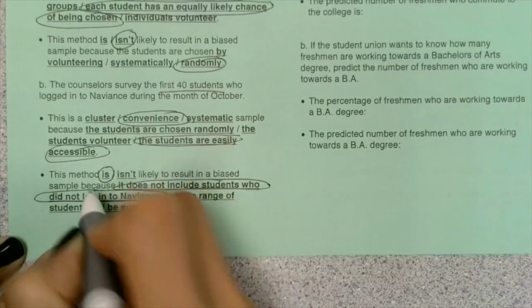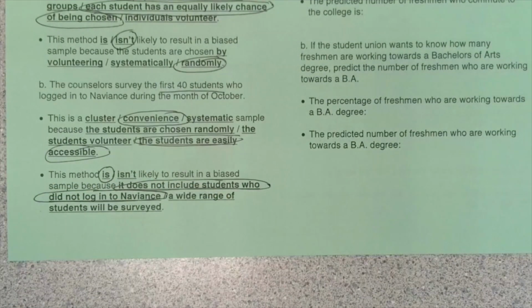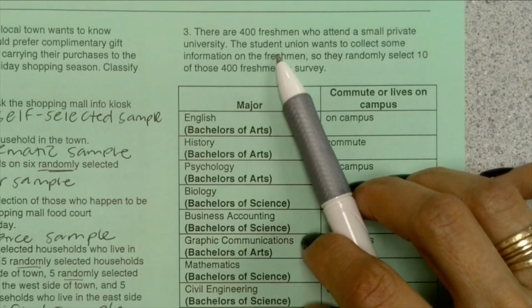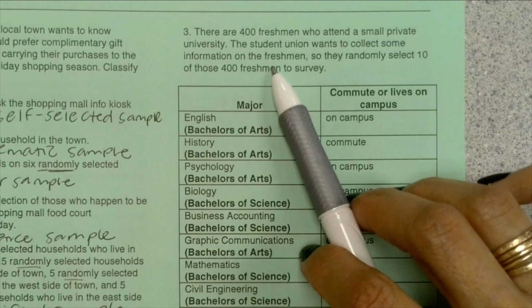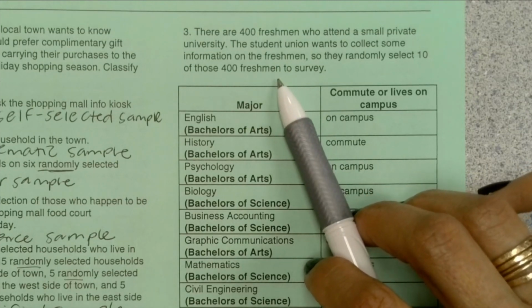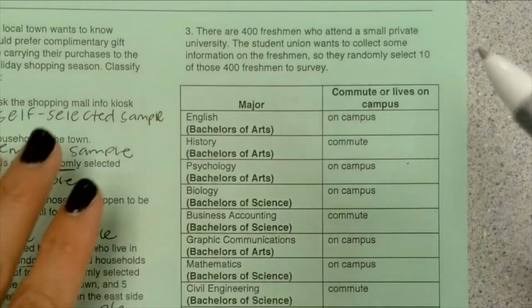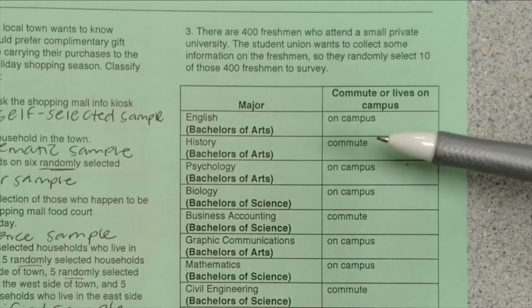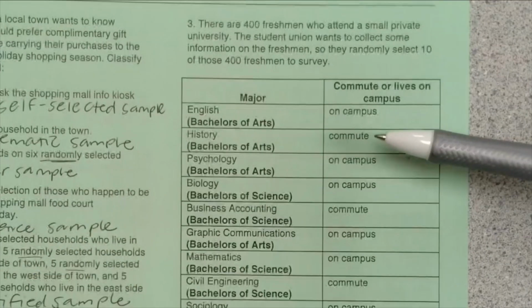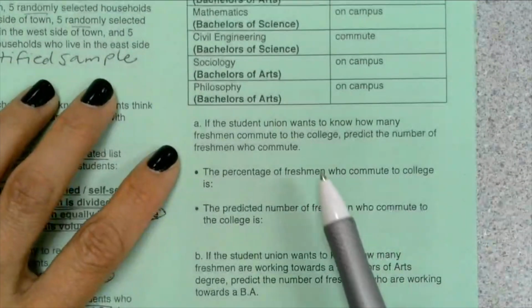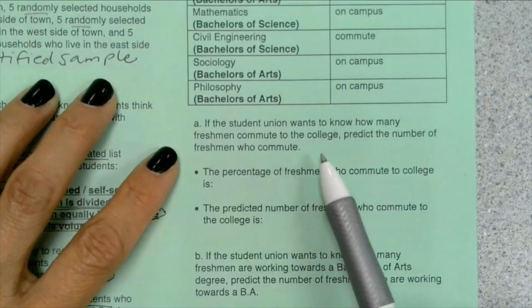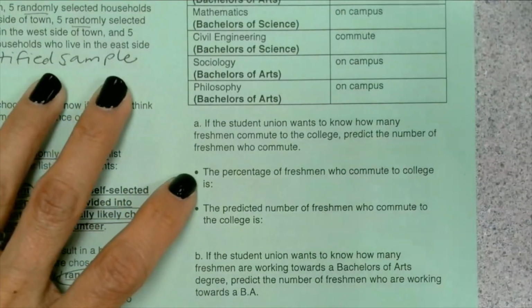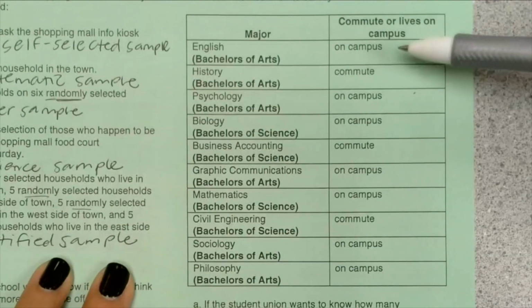There are 400 freshmen who attend a small private university. The student union wants to collect some information on the freshmen, so they randomly select 10 of those 400 freshmen to survey. So you can see that you have your different majors, and it also states whether the student commutes or lives on campus. Part A, if the student union wants to know how many freshmen commute to the college, predict the number of freshmen who commute. So we'll look up here and we'll look at how many commute.